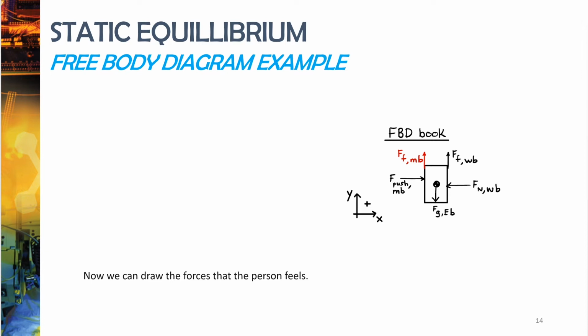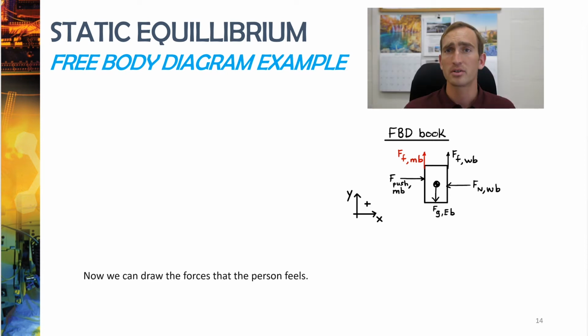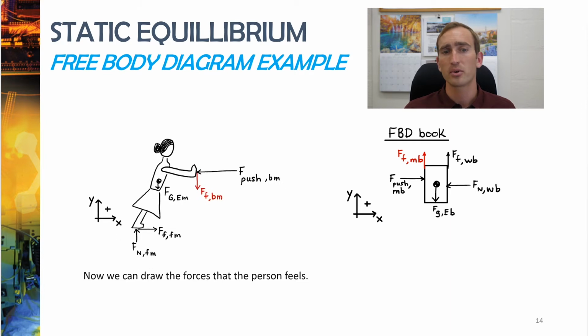If we look at the person, now what we can do is essentially figure out how those forces balance. The person we know is going to have a weight acting straight down, shown by Fg, the force of gravity. The person is also touching the floor, so we know that the floor is going to be pushing up on them, and we know that the force of friction is going to prevent them from sliding to the left.